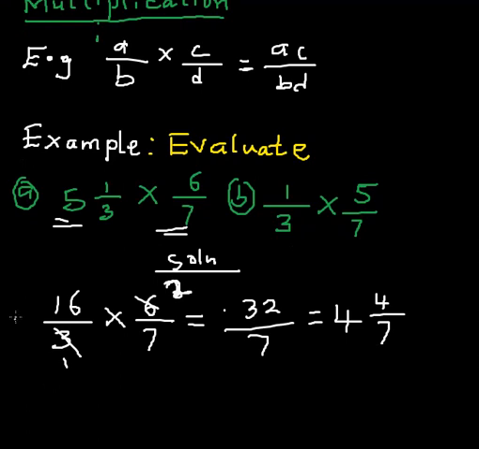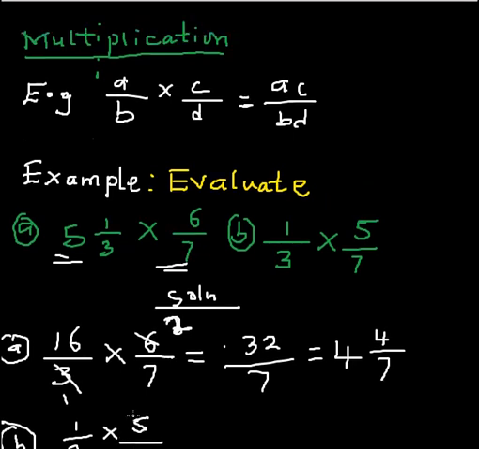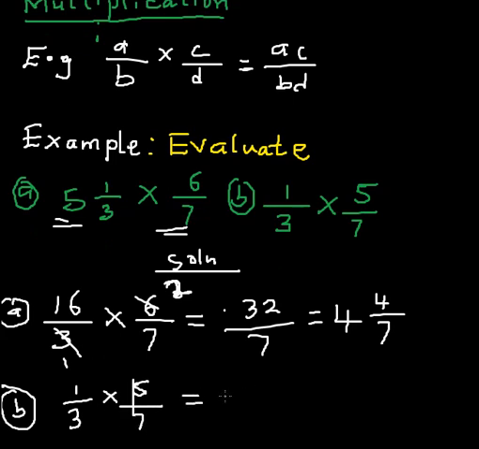Let's look at the B part. This is the A part of the question, and we'll look at the B part of the question. 1 all over 3, then times 5 all over 7. So directly we multiply, not until we cancel out. 1 times 5 is 5, and of course 3 times 7 is 21. As simple as that. We're still going to look at more complex questions on this, but let's proceed with division.